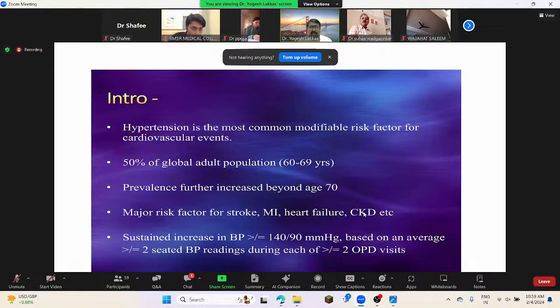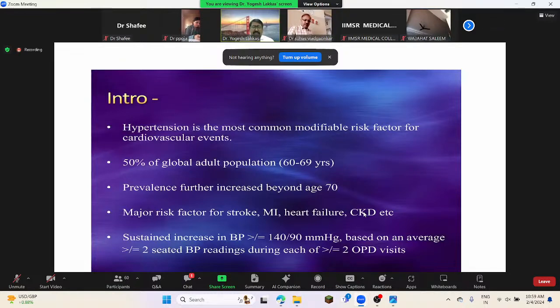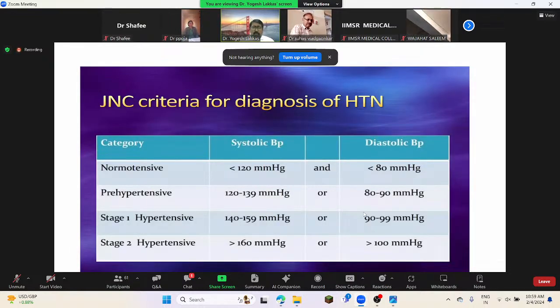As previous speakers have discussed, hypertension is the most common modifiable risk factor for cardiovascular events. It has almost a 50% burden on the global population, and it is very important to curtail this at an early stage. The mechanism as well as the epidemiology has been discussed in detail by the previous speakers, so I will not go into detail on that. The JNC criteria, as you all know, for the blood pressure readings used to diagnose hypertension, were also discussed as a part of epidemiology by previous speakers.